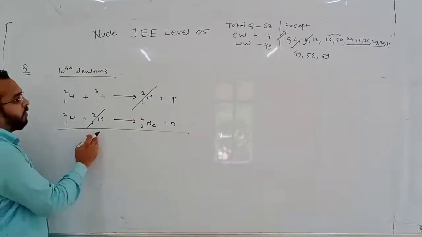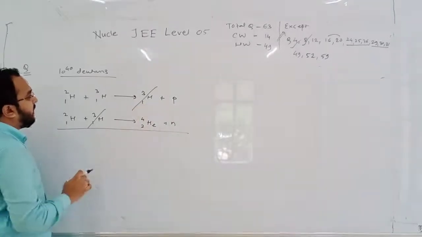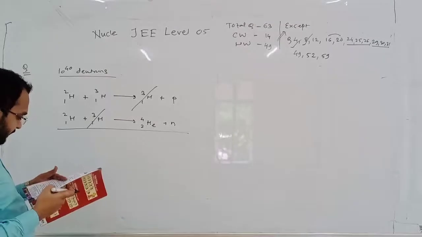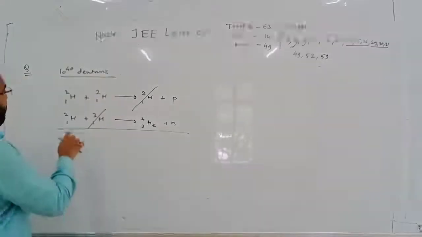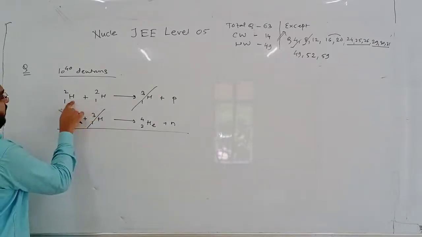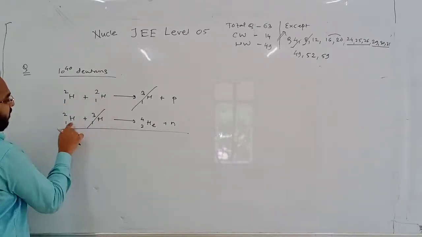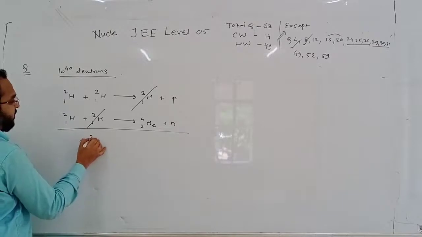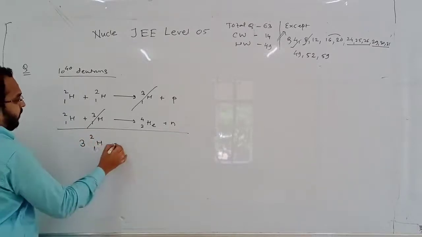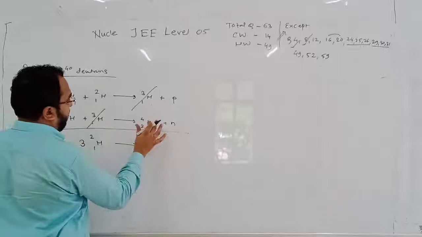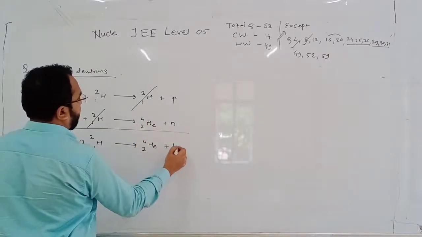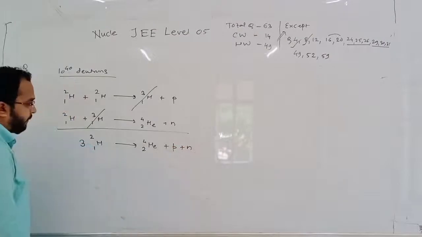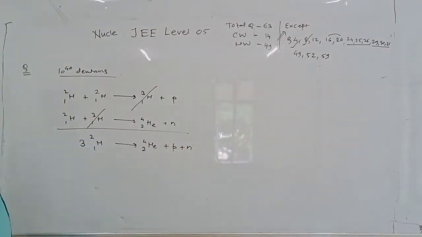Here the left hand side tritium and right hand side tritium cancel each other. Okay. Here there is deuterium. Now how many are there on this side? One deuterium, the second one, and this third one. So total 3 deuteriums are there. On this side, 1 helium, 1 proton and 1 neutron. So this is the net equation.